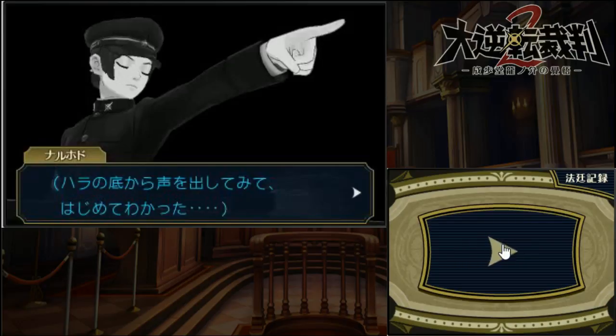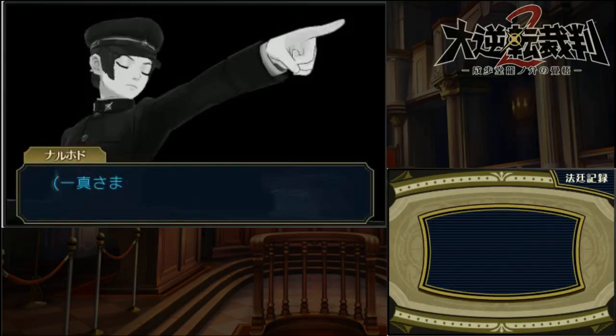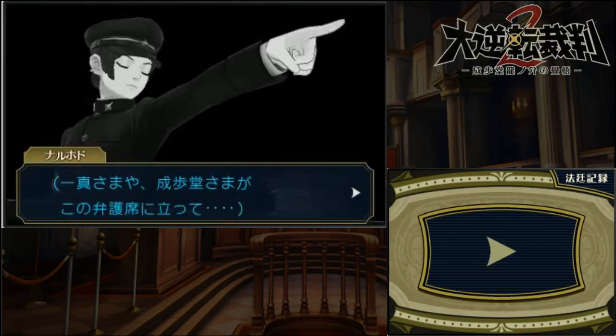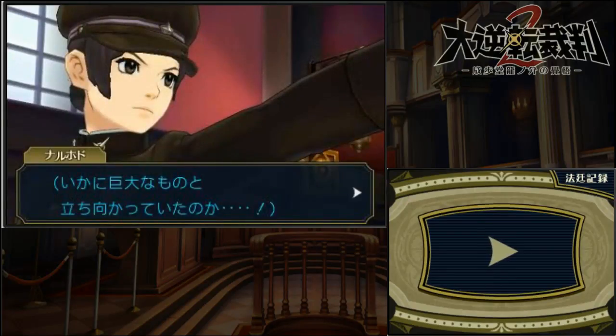Oh. Now that I've yelled from the pit of my stomach, I've come to an understanding. How Kazuma-sama and Naruhodo-sama stood on this bench. And how large of an obstacle they both had to face.